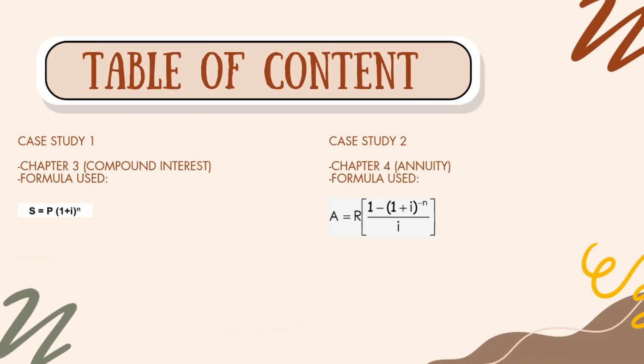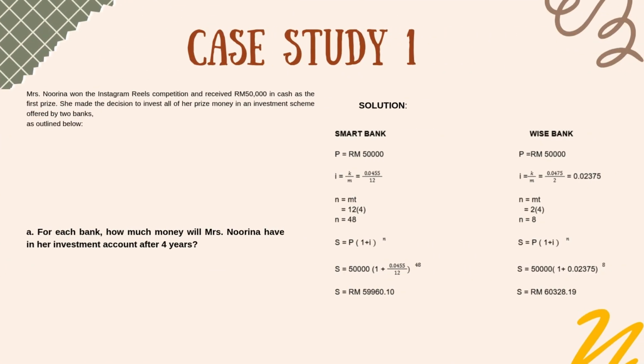The table of contents. In case study 1, chapter 3, compound interest, we use the formula S equals P(1 plus i) to the power of n. For case study 2, chapter 4, annuity, we use A equals R(1 minus (1 plus i) to the power of negative n) divided by i. Let's start with case study 1.